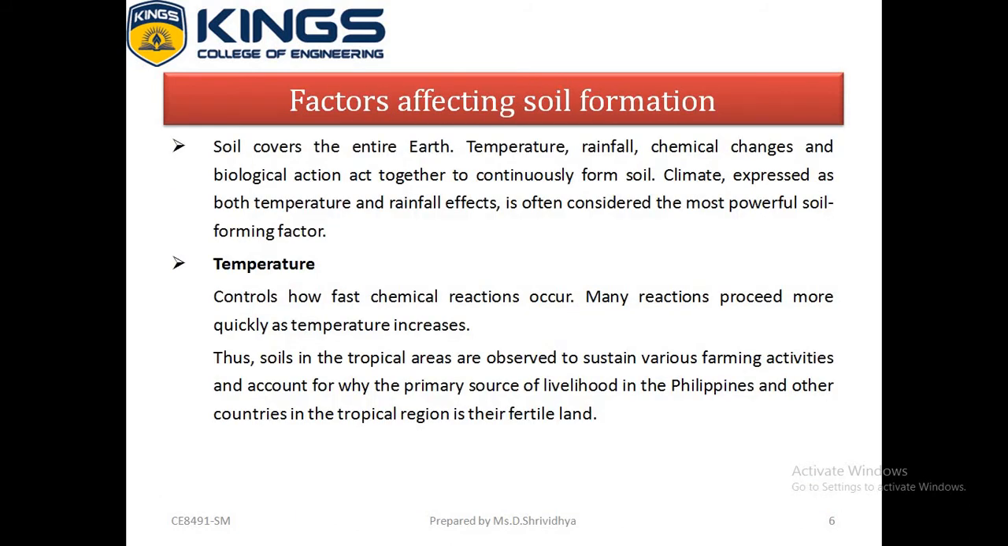Next, let me see what are the factors affecting the formation of the soil. The soil covers the entire earth, so the temperature, rainfall and climate are the main factors that affect the soil formation. First, let me see temperature. It controls how fast chemical reaction occurs. Many reactions proceed more quickly as temperature increases.